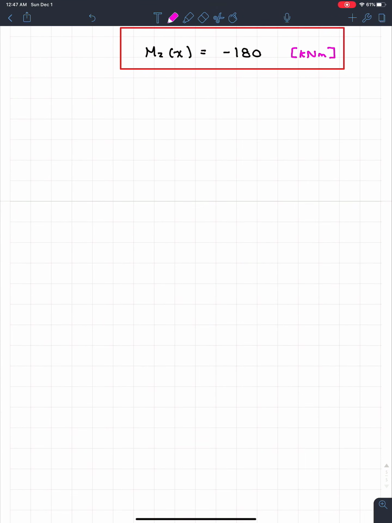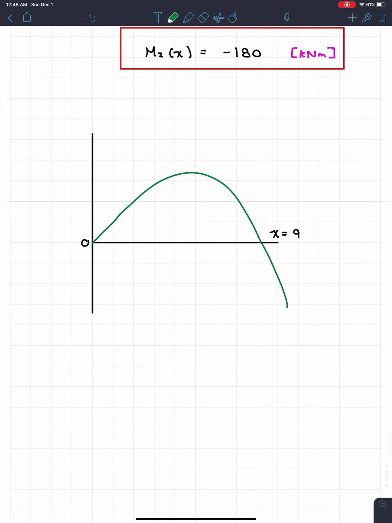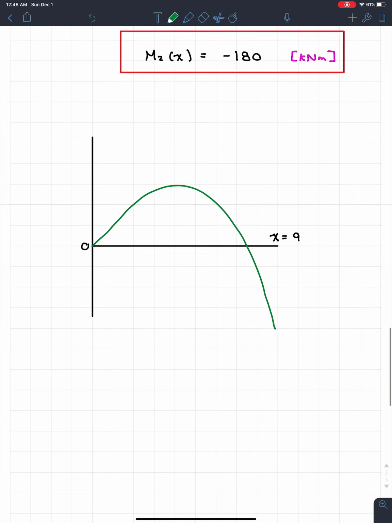So if we graph segment 1, I'm just going to do a crappy little graph of segment 1. I'm going to show you guys exactly what I'm talking about. So this is segment 1. Right here, this is going to be x equals 9, and this will be 0 over here. And you're going to get a graph that looks something like this. And this endpoint will be negative 180.